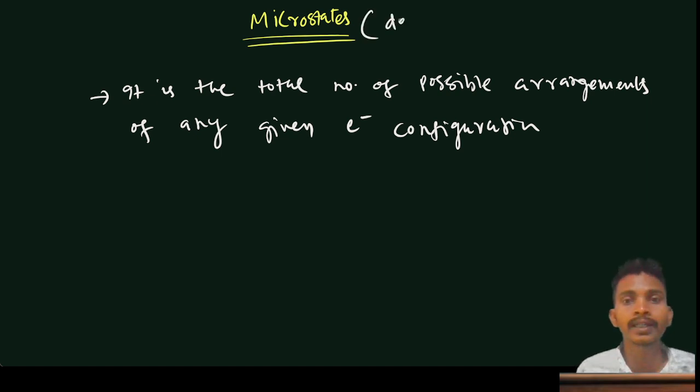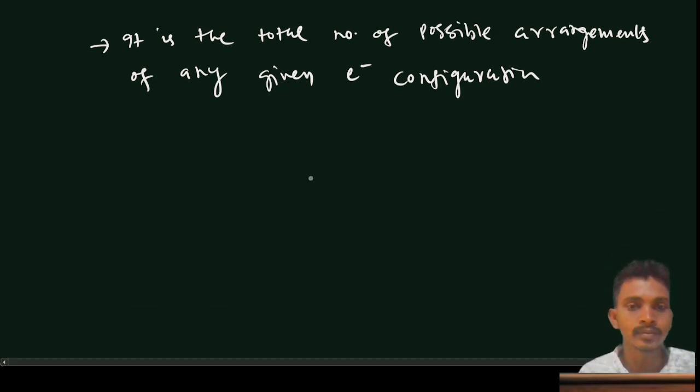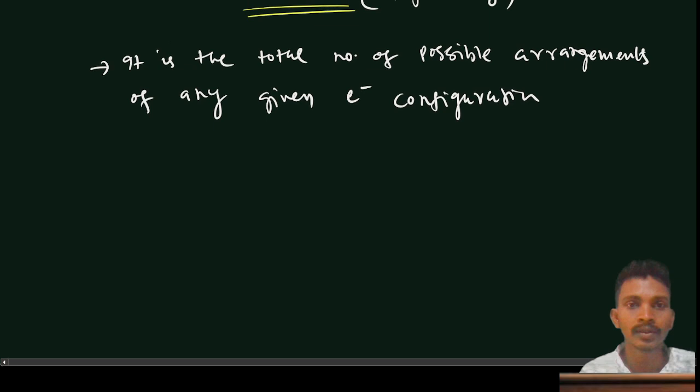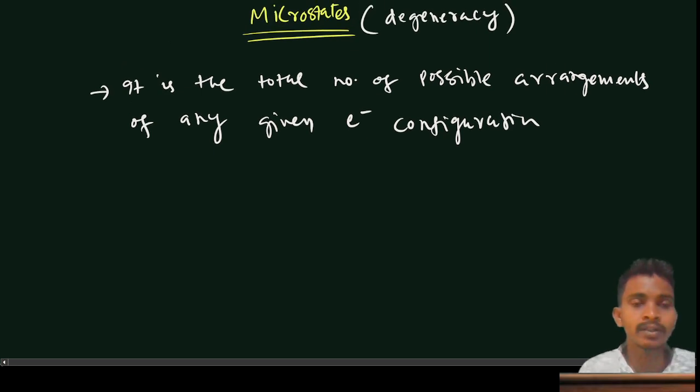This we can also say is degeneracy. So we say that this is the total number of possible arrangements. Okay, so we can calculate this in 4 ways, depending on the different cases. According to the questions there are different formulas that we use to calculate the total number of microstates. So let's see. First, let's explain this: the total number of possible arrangements of any given electronic configurations.